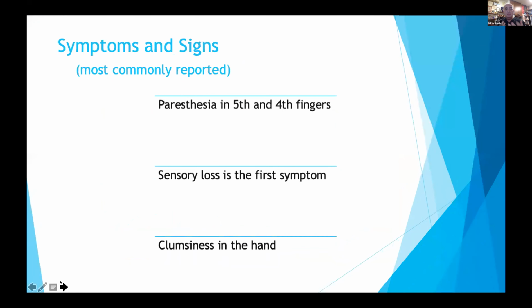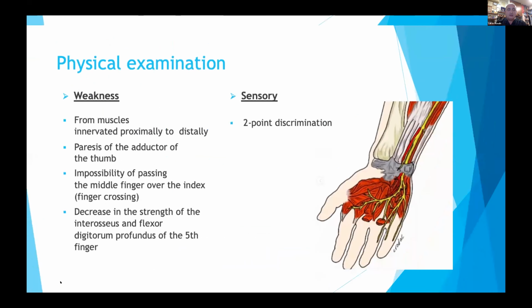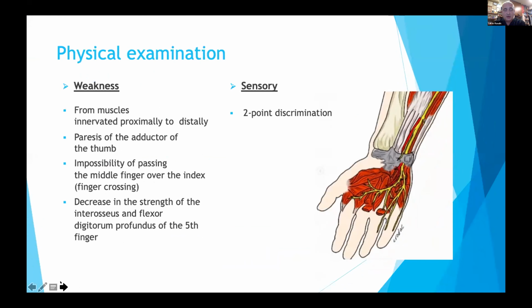And now we are coming to our main issue of this presentation. These are symptoms and signs. Most commonly reported are paresthesia in the fifth and fourth fingers. Sensory loss is the first symptom, and clumsiness of the hand is a symptom which develops in the future. So physical examination is of outstanding importance, and you have to examine sensory function and motor function.